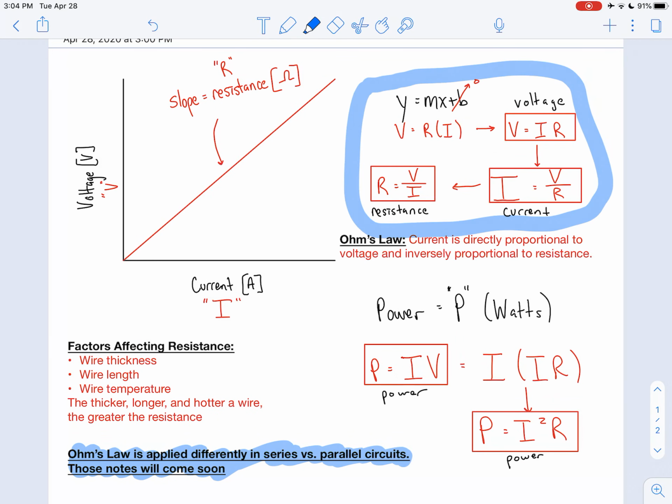You could also benefit from knowing that the slope of a voltage versus current graph gives you the resistance. So that is the info you need for the foundational understanding of Ohm's law. More will come when we talk about Ohm's law in series and parallel circuits.